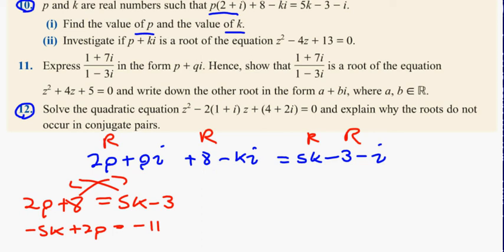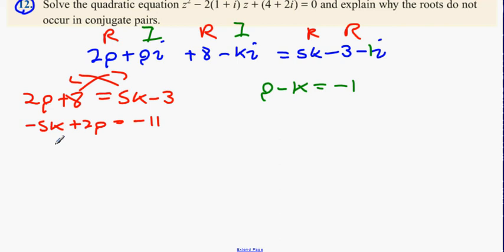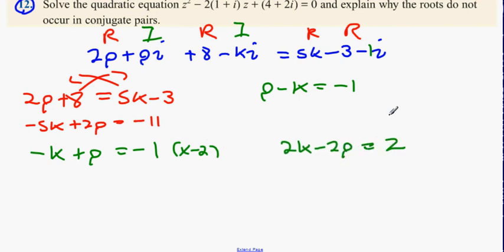And then what we're going to have next is the imaginary equation. p minus k equals minus 1i, or minus 1, or minus k plus p equals minus 1. Okay, I'm going to multiply the bottom one by minus 2, and what I should get here is 2k minus 2p equals 2.